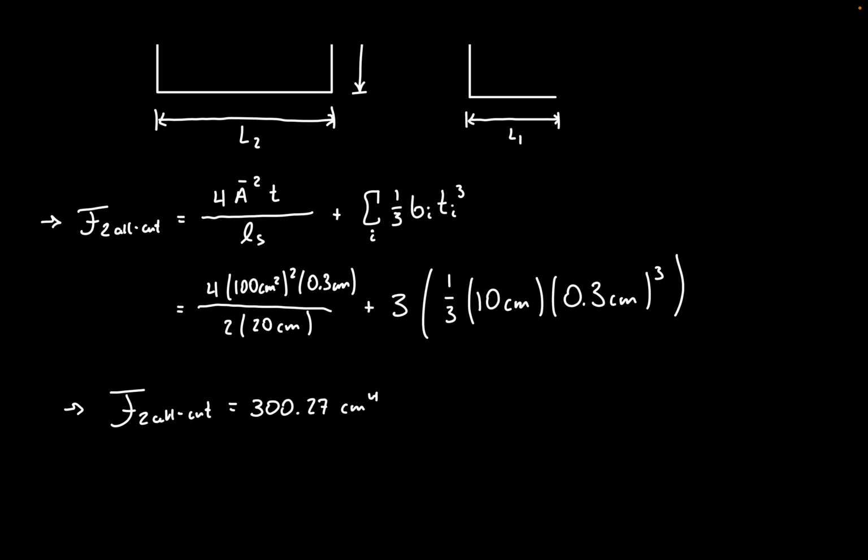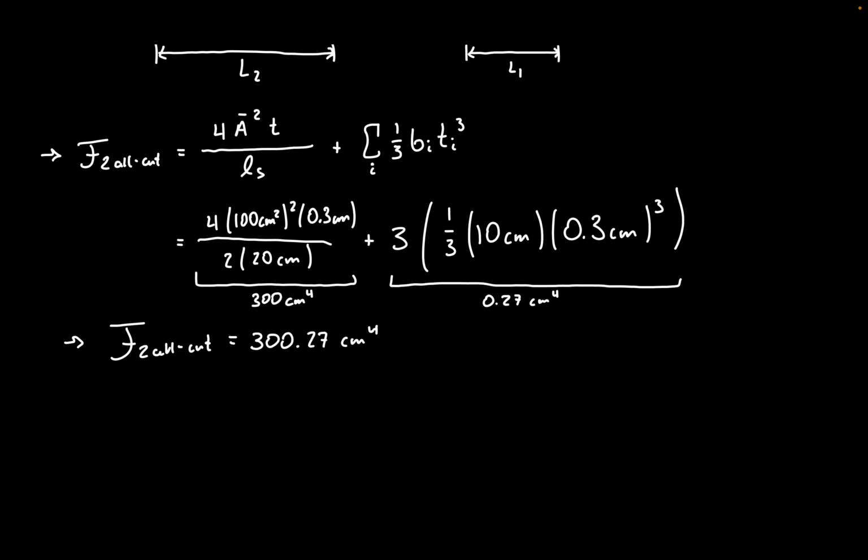And just for perspective, I want to point out that this section right here is 300 centimeters to the 4th. And then over here, this section is 0.27 centimeters to the 4th. So notice when we make that cut in our bar, we lose a lot in terms of our torsional constant, which will greatly impact our torsional rigidity, or essentially the stiffness of it. And the problem with that is, it makes it weaker in the end.